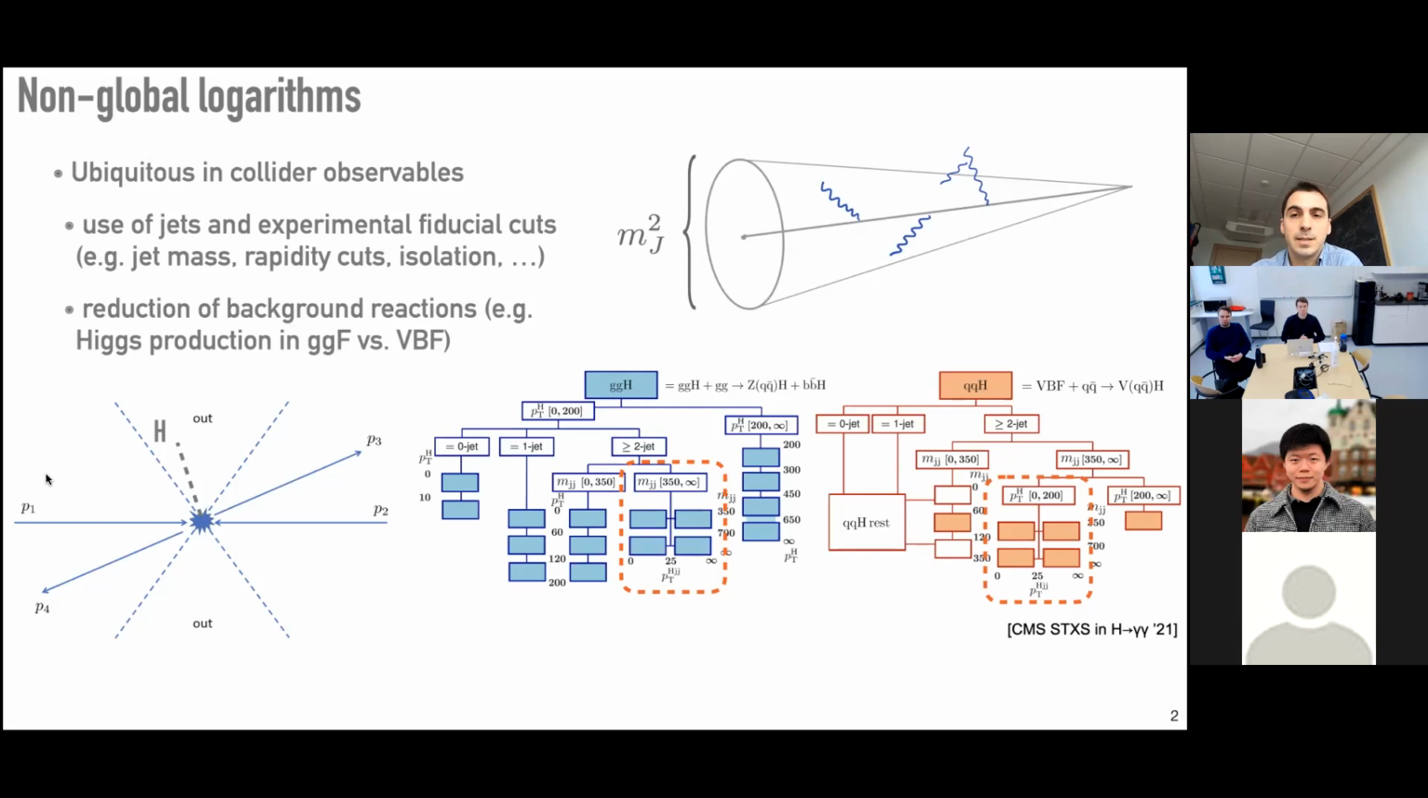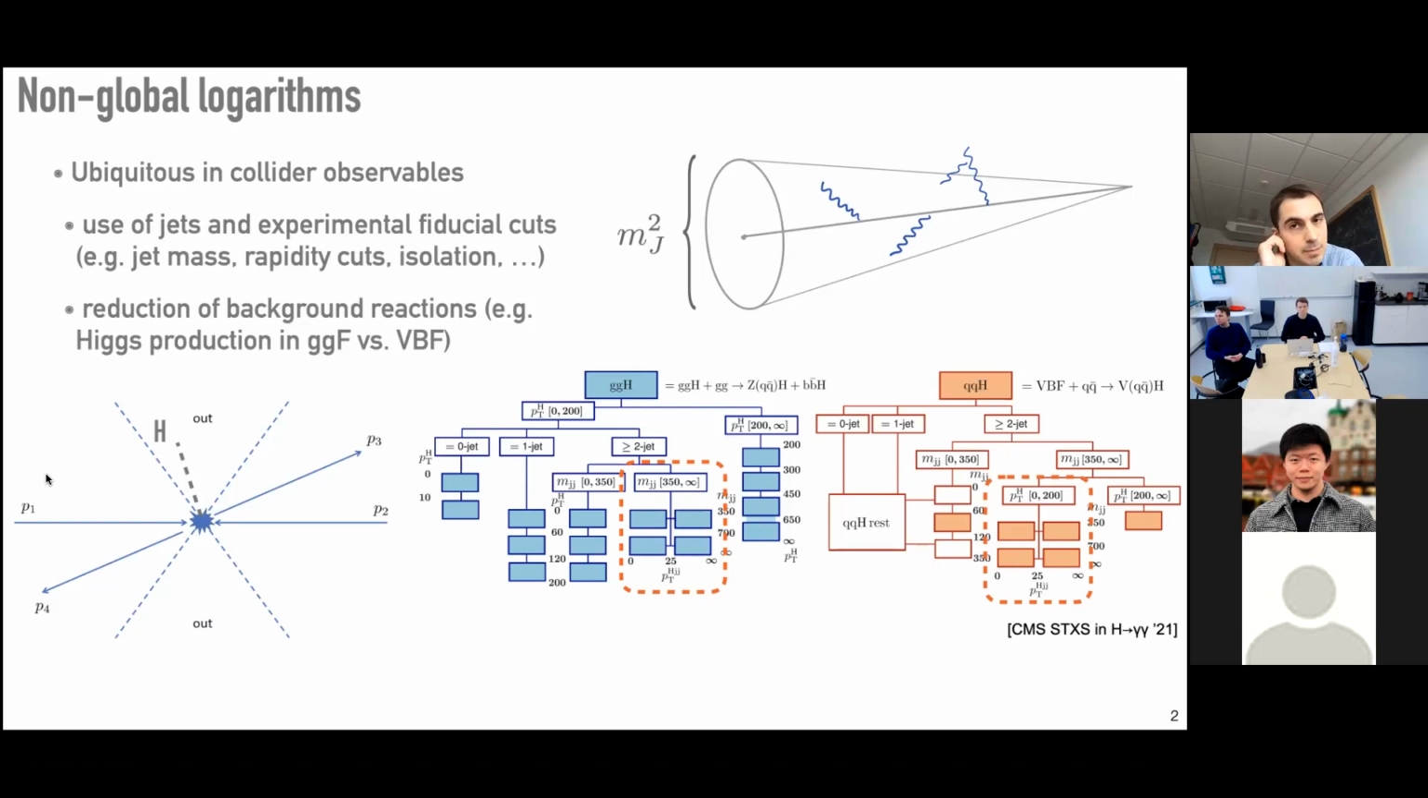So in some cases, this can be treated with normal fixed order perturbation theory, but in extreme kinematic scenarios, these logarithms become large, and therefore we need to reorganize the perturbative expansion in order to resum them at all orders.